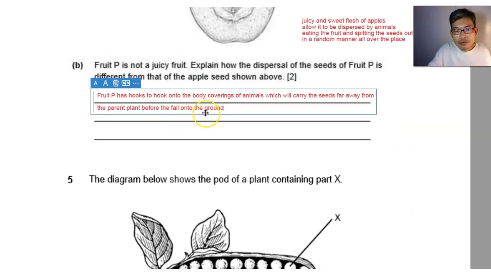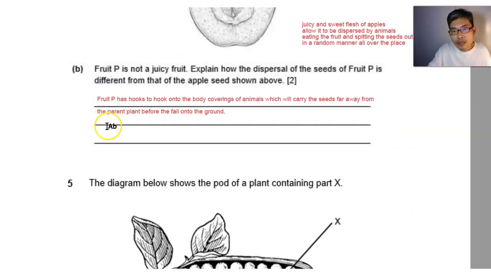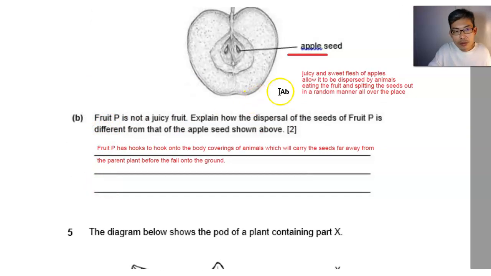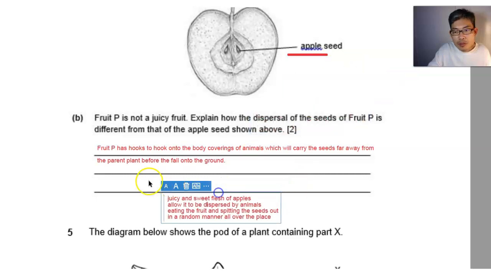Now let's talk about the difference. So we now talk about the apple fruit. So I'll be using this one here. Okay, I'm not going to retype. So here the apple fruit has juicy and sweet flesh. So this will be the second part of the answer.